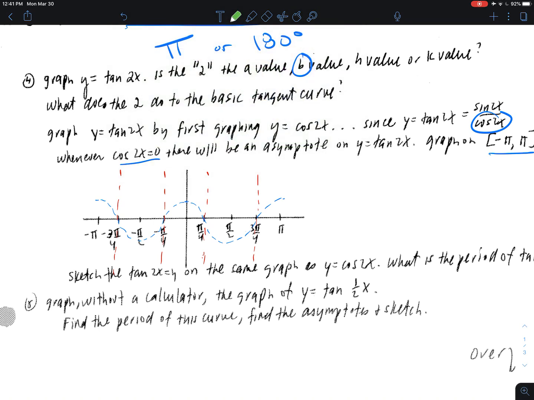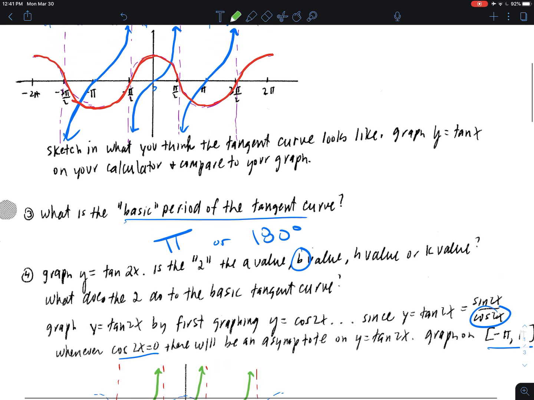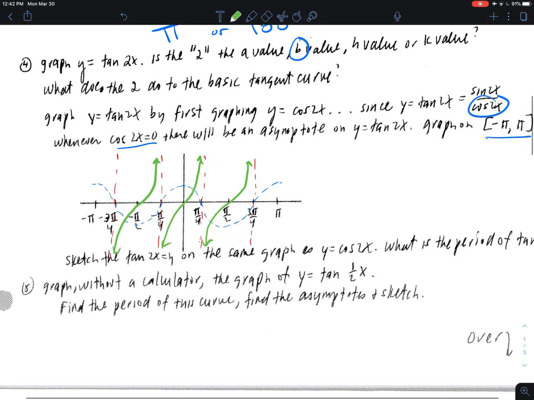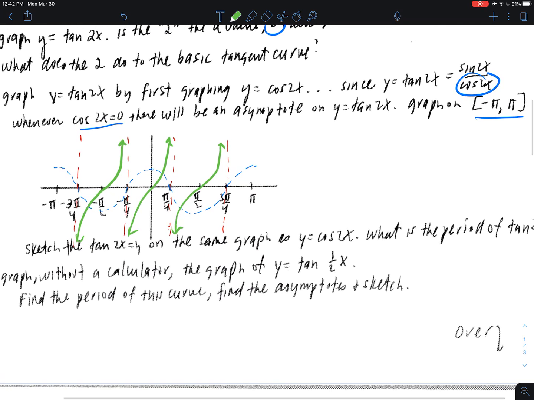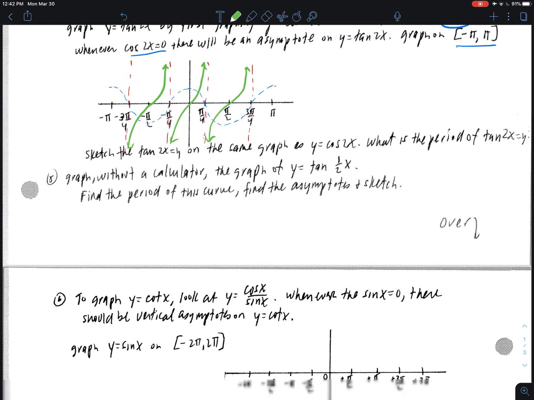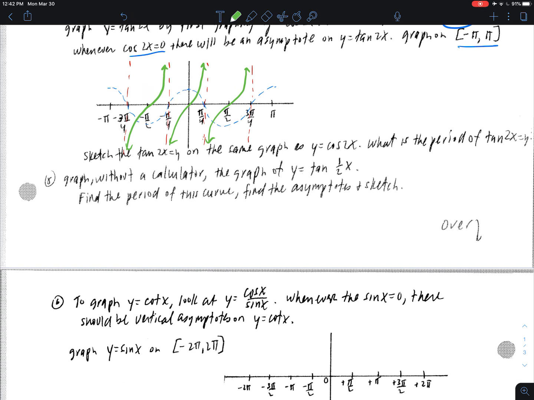So my graph between these asymptotes is going to look like the graph we had earlier. Just I'm able to fit more in, well, I guess the same in a shorter amount of time or more in the same amount of time, however you want to think of it. But that would be your graph of y equals tan 2x, the green pieces there.